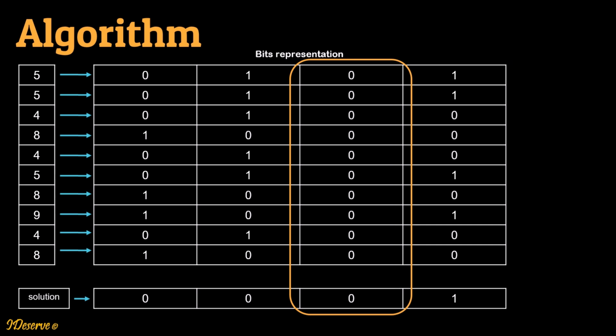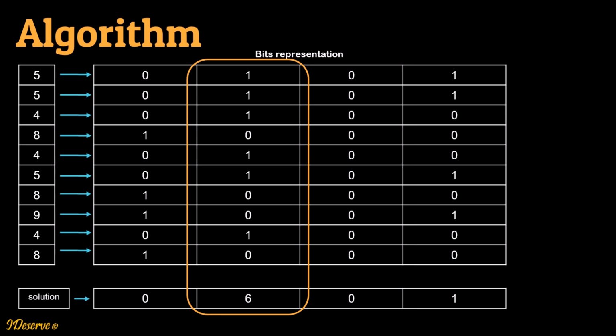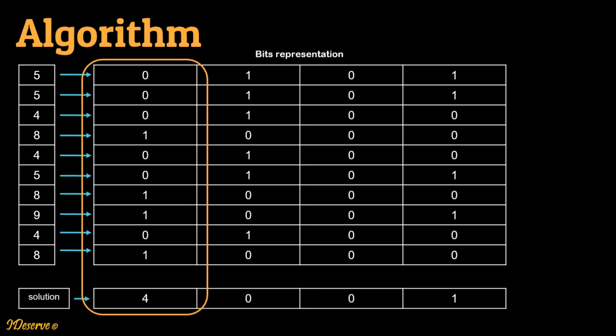Now let's calculate value of next bit position of the variable solution. Here the sum of all set bits of all elements is 0. Mod with 3 will also result in 0. So the value at this bit position of solution is 0. Let's calculate value of next bit position of the variable solution. Here the sum of all set bits of all elements is 6. Mod with 3 will result in 0. So the value at this bit position of solution is 0. Let's calculate value of next bit position. Here the sum of all set bits of all elements is 4. Mod with 3 will result in 1. So the value at this bit position of solution is 1.